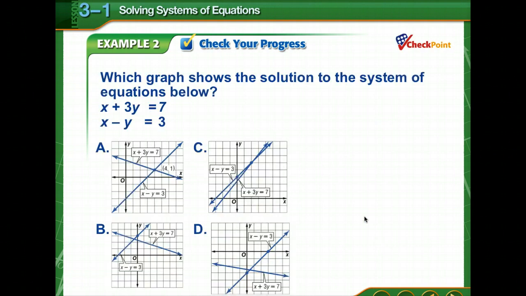Time to check your progress. So which graph shows the solution to the system of equations below? Pause the video. Remember, first of all, you need to write each one in slope-intercept form so you can graph your line and see where they cross.